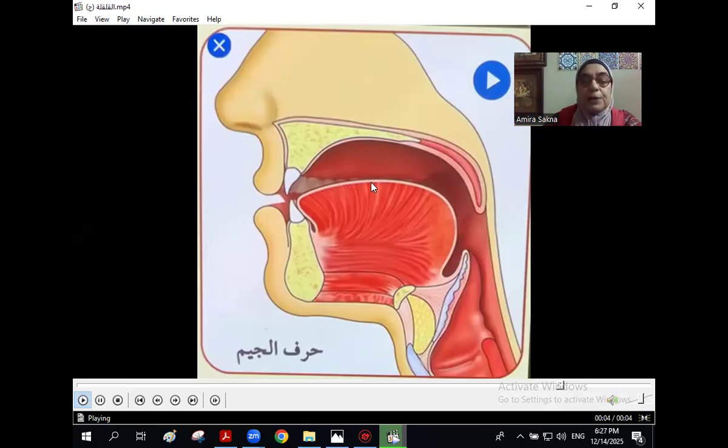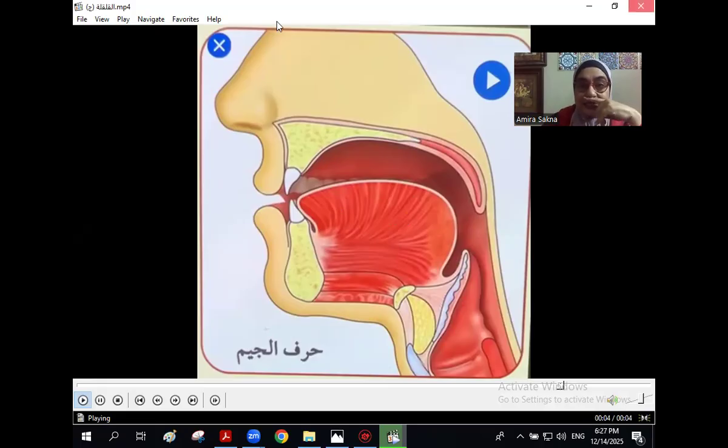Yes. The middle part of the tongue with what's parallel to it from the palate, the upper palate. Aj, aj. So I pronounce the jim sakina with qalqala by parting the middle part of the tongue and the upper palate. Very well.